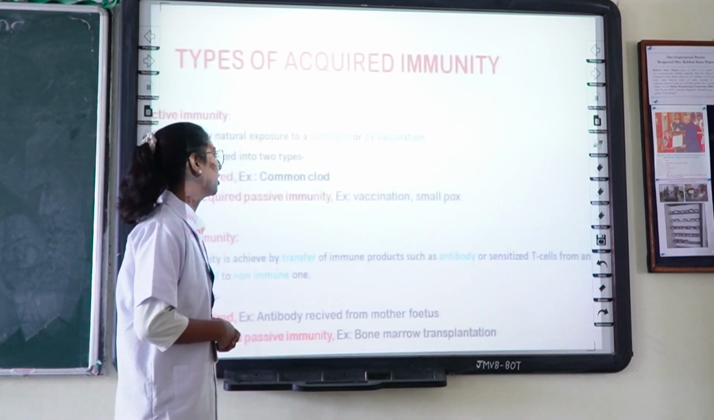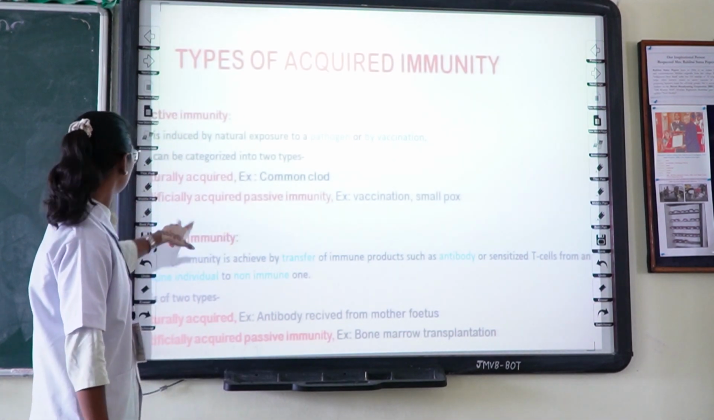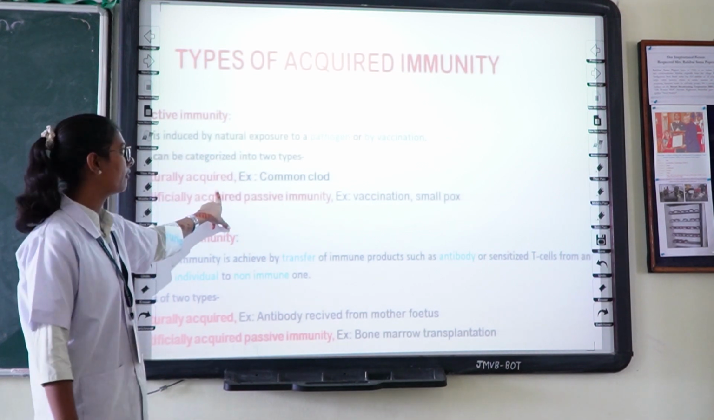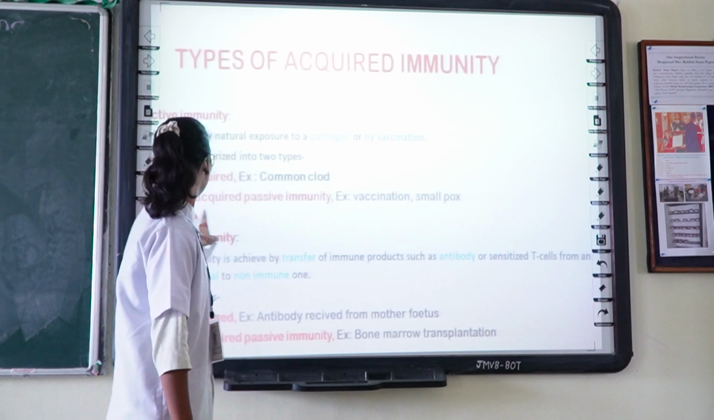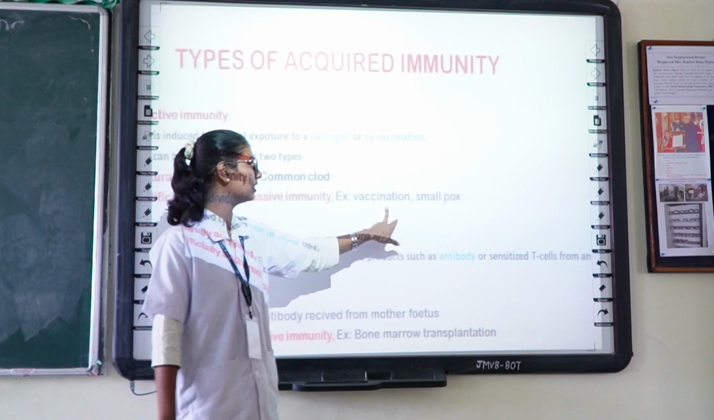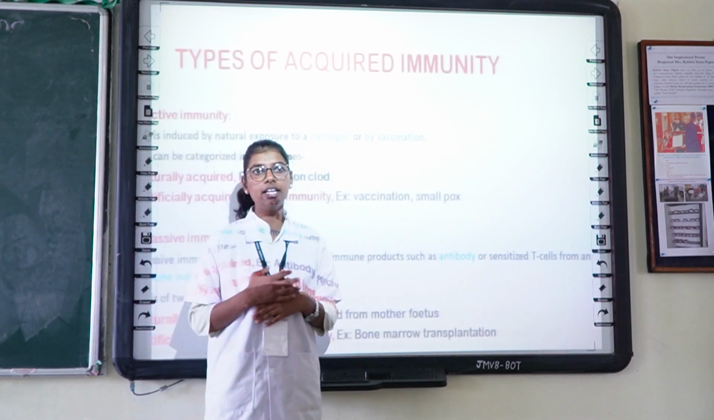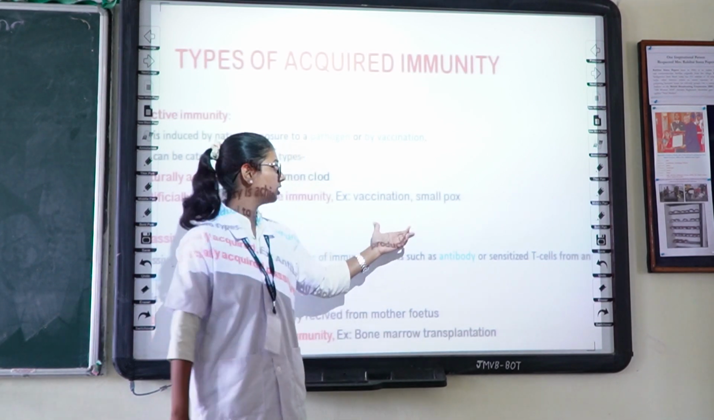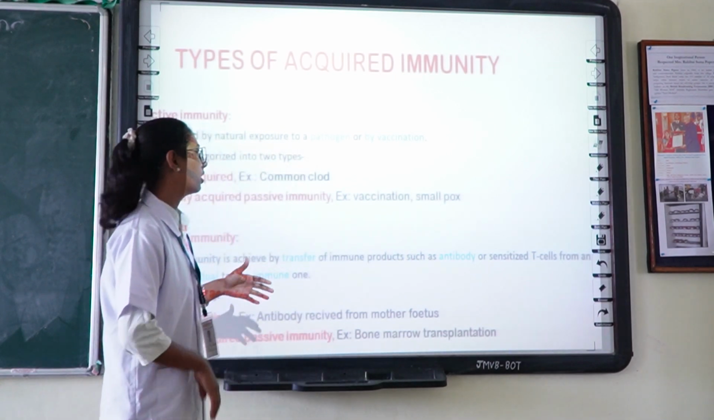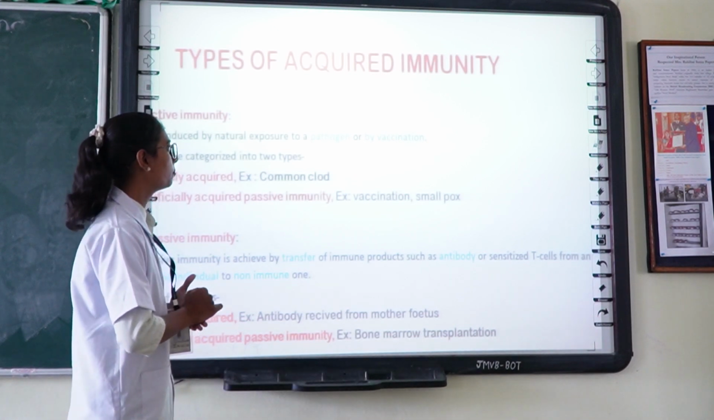Here, types of acquired immunity. Acquired immunity is divided into two types: active immunity and passive immunity. Active immunity is divided into two types: naturally acquired, in which the common cold is included, and artificially acquired, which includes vaccination and smallpox. We see that in the early stage, due to vaccination, smallpox occurs only once. In the early stage, we did not find that people survived smallpox.